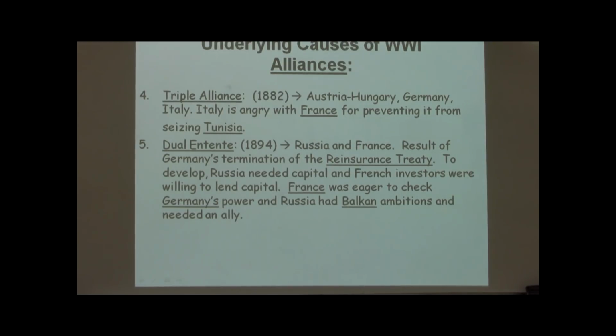Next is the Dual Entente. Russia and France are part of this. The result of Germany's termination of the Reinsurance Treaty. To develop, Russia needed capital, and French investors were willing to lend capital. France was eager to check Germany's power, and Russia had Balkan ambitions and needed an ally.